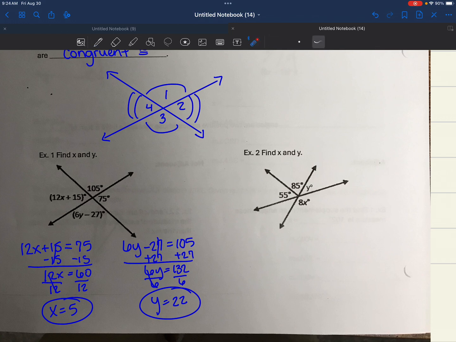Okay? You don't have to on this because, here's the deal. We know what the exact measure of this angle is, right? What is it? 75. We also know this one has to be 105. So on those, it won't ask you for that. It'll just ask you to solve for x and y.